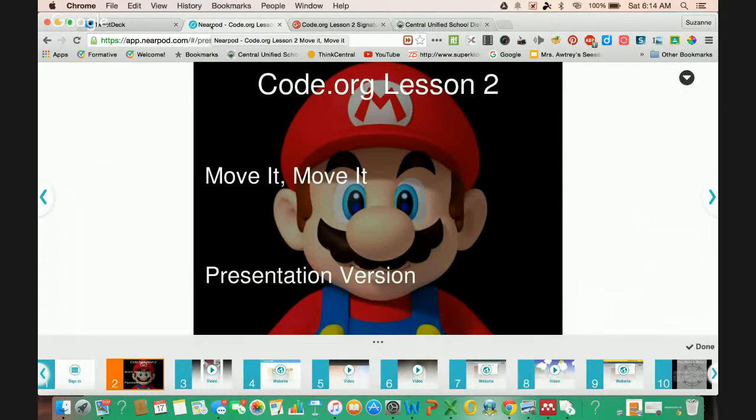This lesson is from code.org. It is designed for kindergarten or first grade students, and it is lesson 2 entitled Move It, Move It.